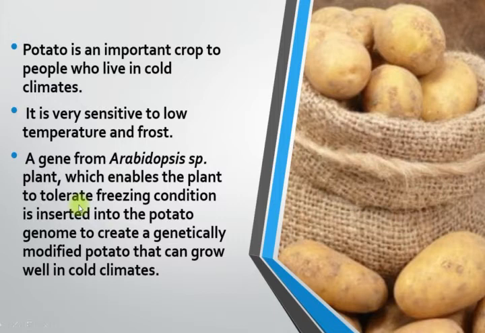So now the plant tolerates the freezing condition, because the gene from the Arabidopsis is inserted into the potato genome to create a genetically modified potato that can grow well in cold climates. Okay, so this is an example of the GMF, genetically modified food, which is the potato. The GMF potato can now grow well in cold climates.